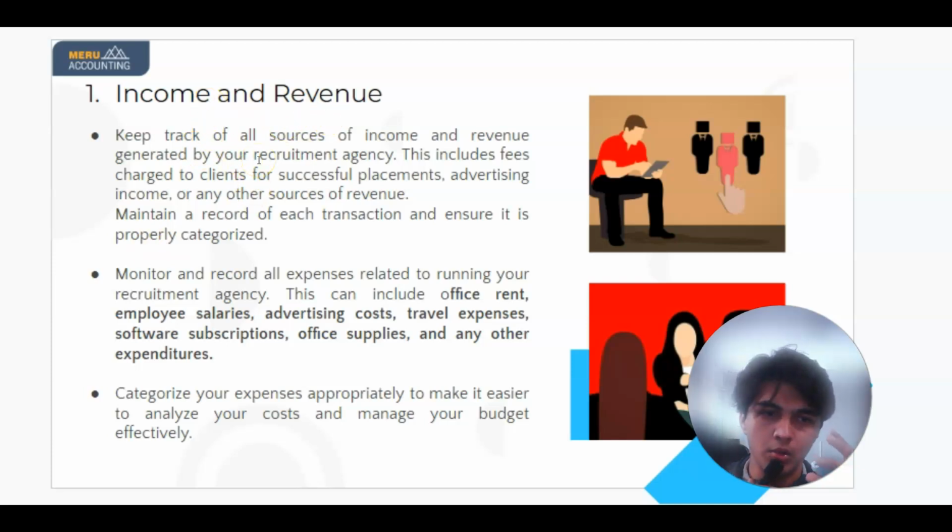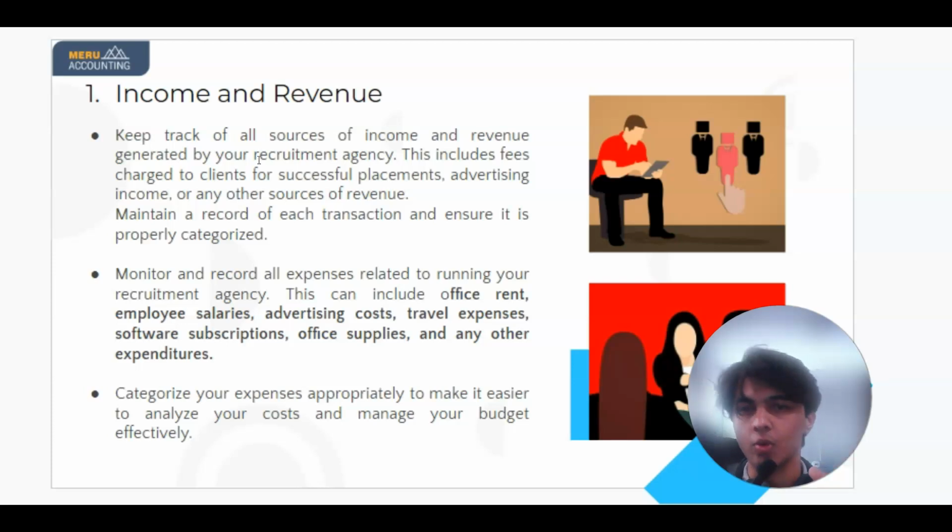In income and revenue, you will need to keep track of all the sources of your income or all the streams of revenue that have been generating through your recruitment agency. This will include the fees that you charge from the clients for the successful placements that you have done, your advertisement income, or any other source of revenue that you've been having.